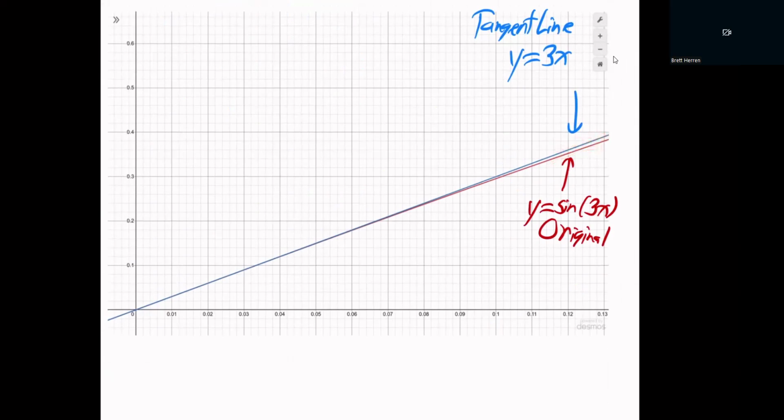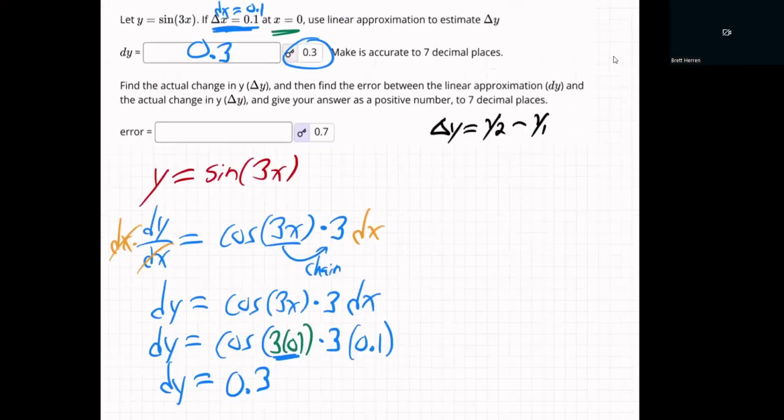What is a tangent line? It's a line that barely nicks a curve in only one point. And so they meet here at 0. Right at 0, they're right on top of each other. As they spread out from there, the red one's a little lower, the blue one's a little higher. How do we know? It says at x equals 0, where I'm using the tangent line.